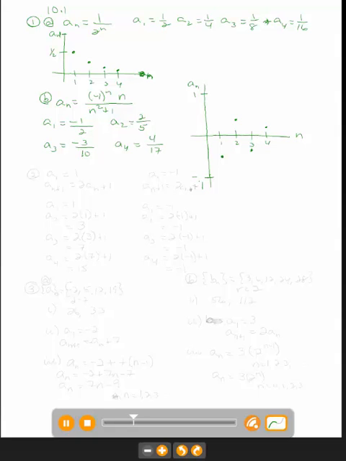Now we're ready for example 2. All right, example 2 is a recursive function. And when you have a recursive function, they have to give you the first term, which in the first problem is 1, and they have to give you a formula to get to the next term.